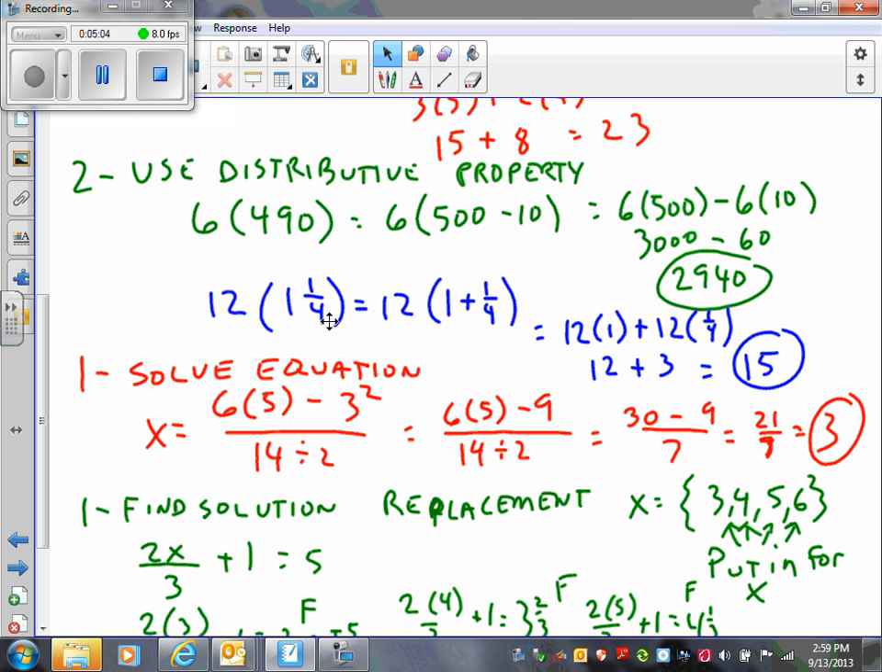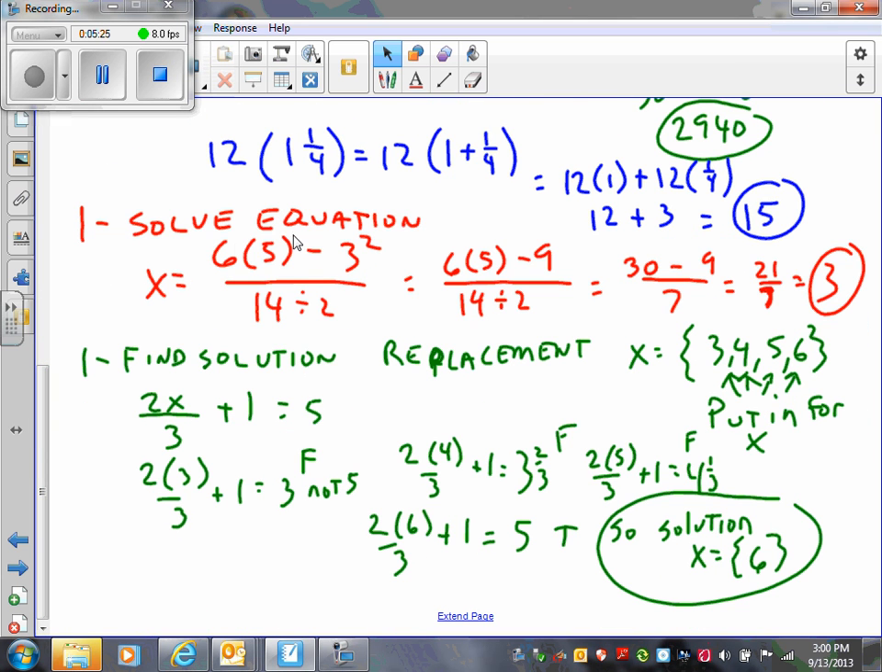If I had 12 times 1 and 1/4, I split that 1 and 1/4 into 1 plus 1/4. 12 times 1 is 12. 12 times 1/4: since the numerator is 1, it's just like dividing 12 by the denominator, which is 4, so that gives you 3. And 12 plus 3 is 15.